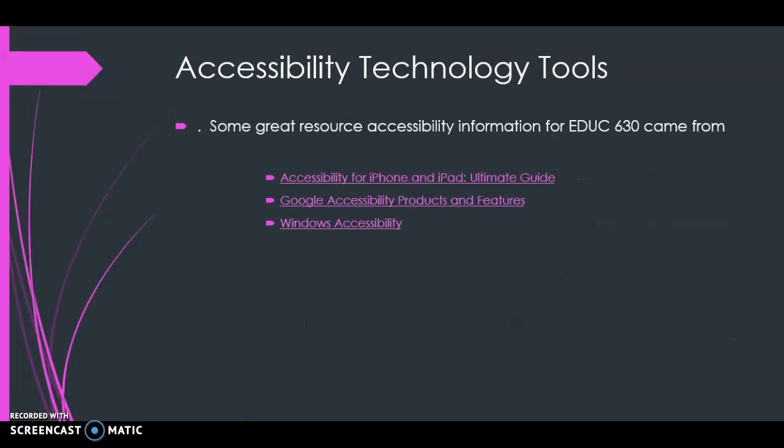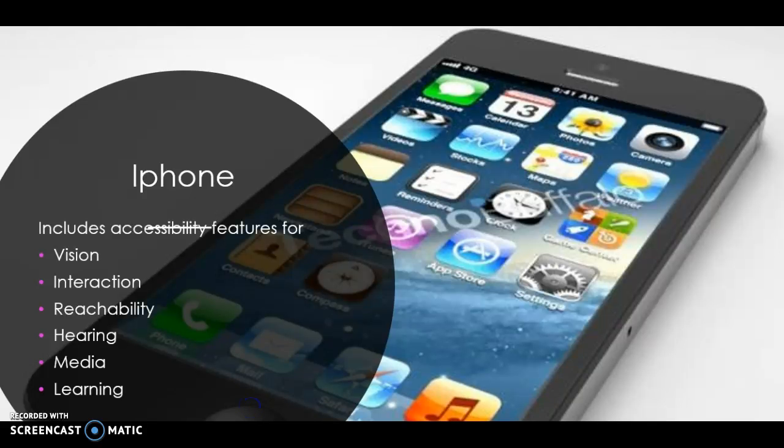The next item that we looked at was accessibility technology tools, and some of the great accessibility resource information for Educ 630 came from accessibility for the iPhone and the iPad, Google accessibility products and features, and then Windows accessibility. Because I have an iPhone, the accessibility features in this one are what we'll look at. The iPhone particularly has features for those with vision issues, interaction, reachability, hearing, media, and learning.